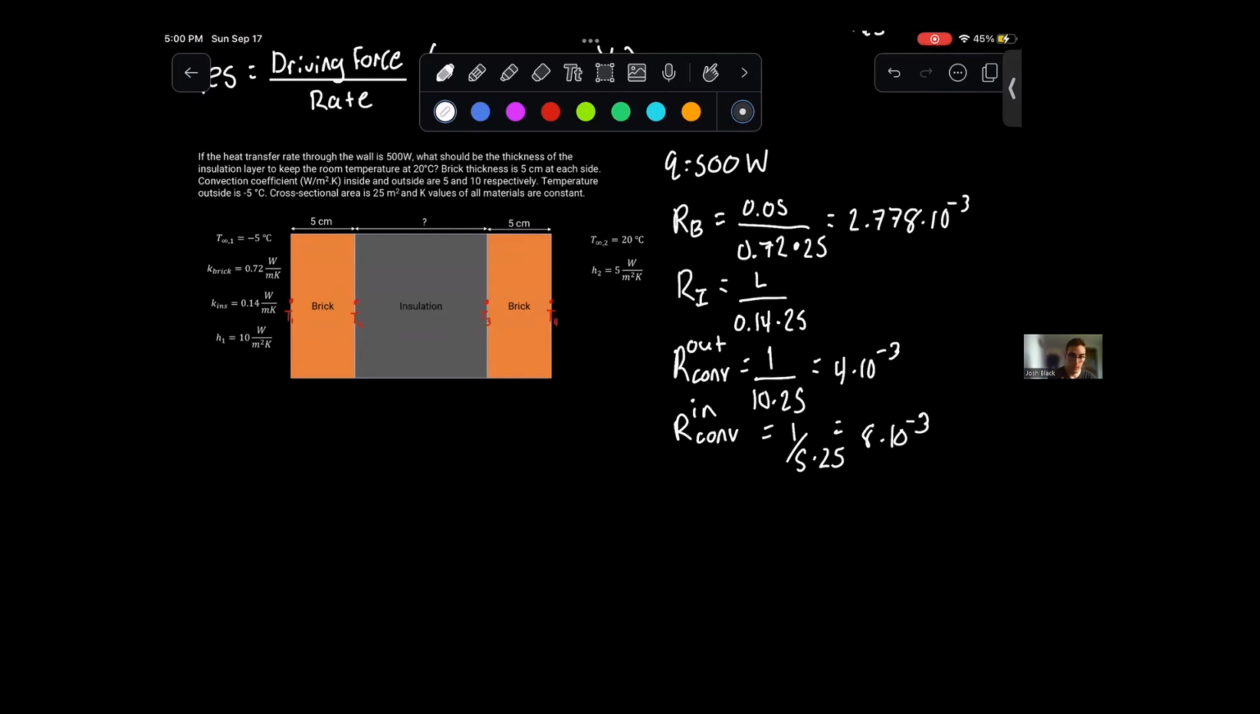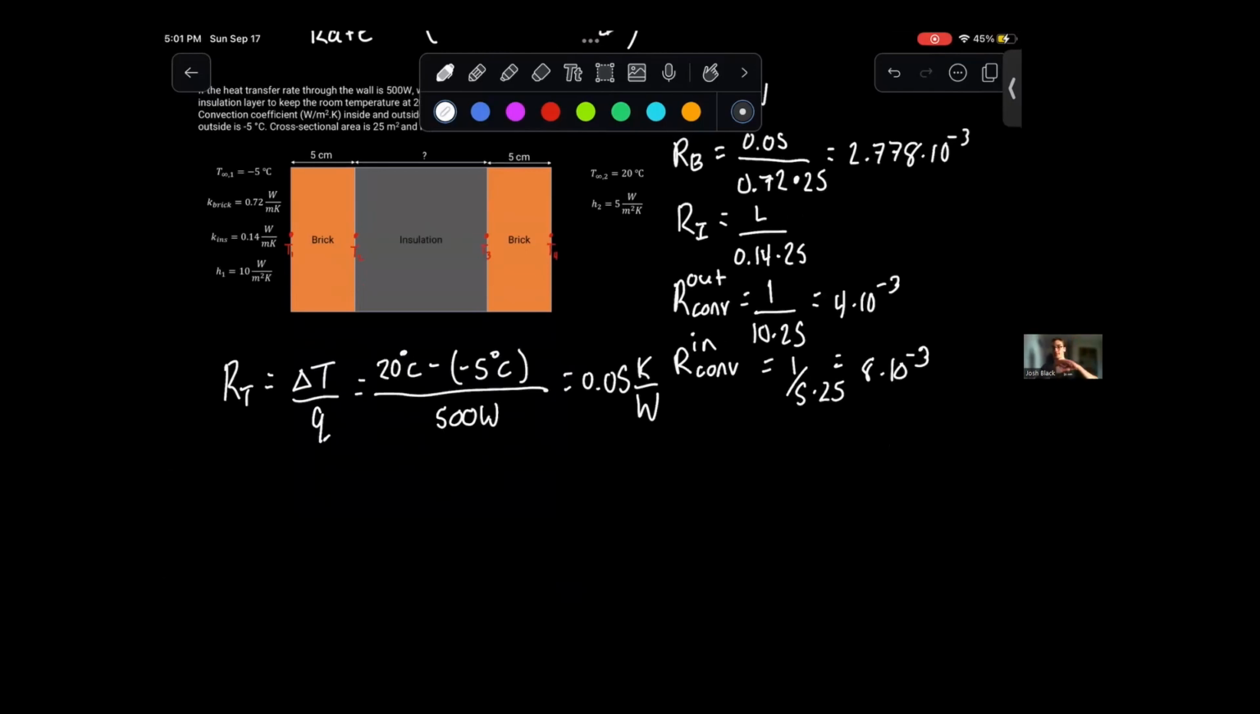What we're going to do now is our total resistance is going to be equal to the change in temperature divided by Q. The change in temperature is going to be T infinity 2, 20 degrees C, minus T infinity 1, negative 5 degrees C, divided by the heat, which is 500 watts. That's going to be equal to 0.05 Kelvin per watt.